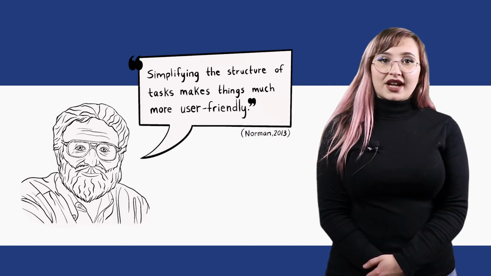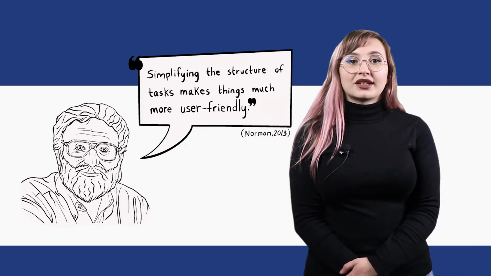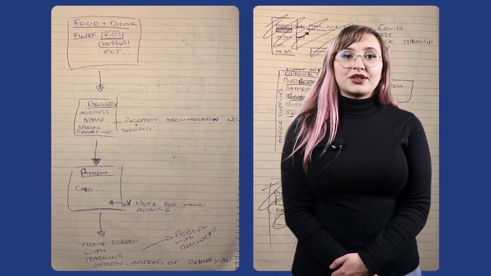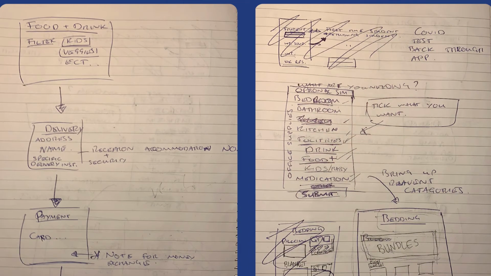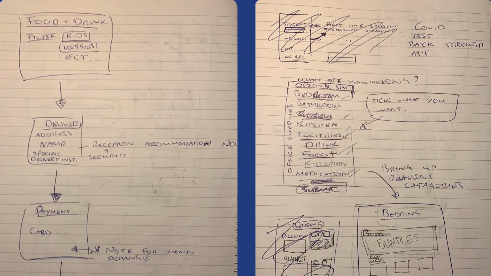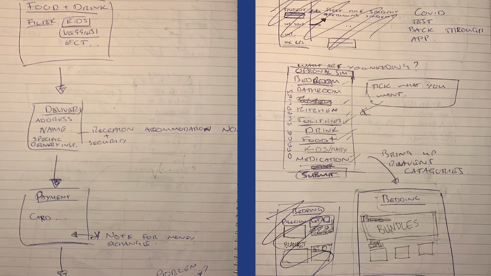Donald A. Norman, author of The Design of Everyday Things, says that simplifying the structure of tasks makes things much more user-friendly. We kept this in mind as we designed our prototypes. We did wireframing of what the app's user journey would include. We knew that some users may have specific needs when arriving in the UK, so we thought adding a filtered system would be beneficial to get users through quicker and easier.